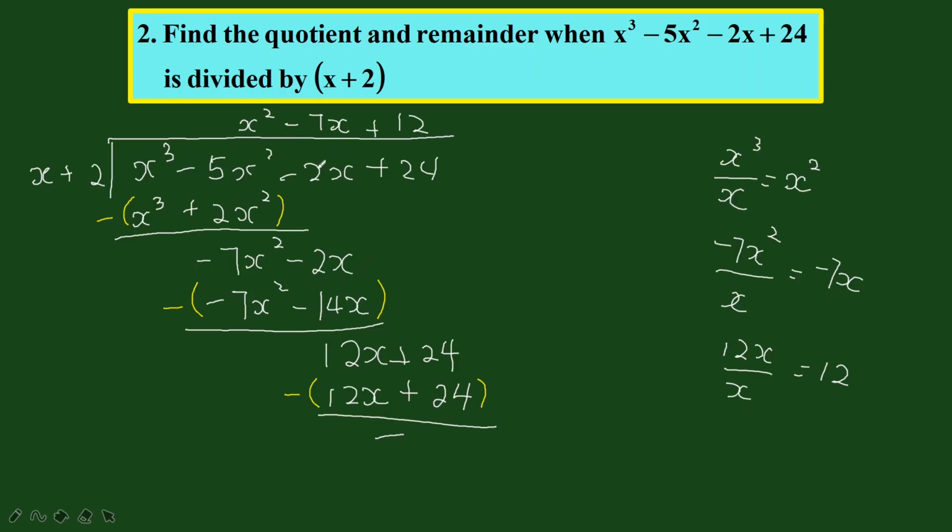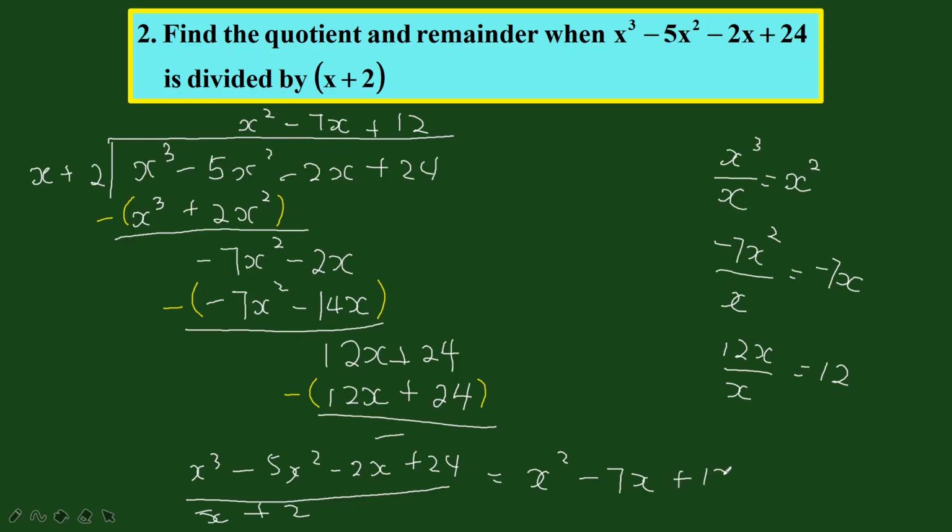So which means for this case, I'm going to get x squared minus 7x plus 12 as my quotient without any remainder. Okay, so I can write it like just now in the form of x cubed minus 5x squared minus 2x plus 24 divided by x plus 2, with again no remainder, so I only have a quotient there, x squared minus 7x plus 12. Okay, so that is the answer for question number 2.